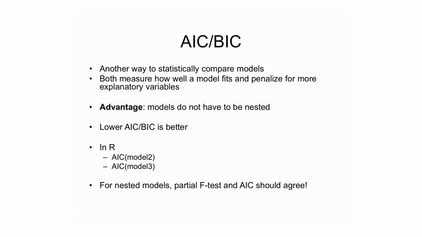So as a recap, whenever you're asked if you should include a variable in your model, you should examine the change in beta 1 and the standard error to see if the variable is a confounder, predictor, or collinear. And you should conduct a partial F-test or compare the AIC/BIC of the full and reduced models to determine if the model that includes the additional variable fits better.